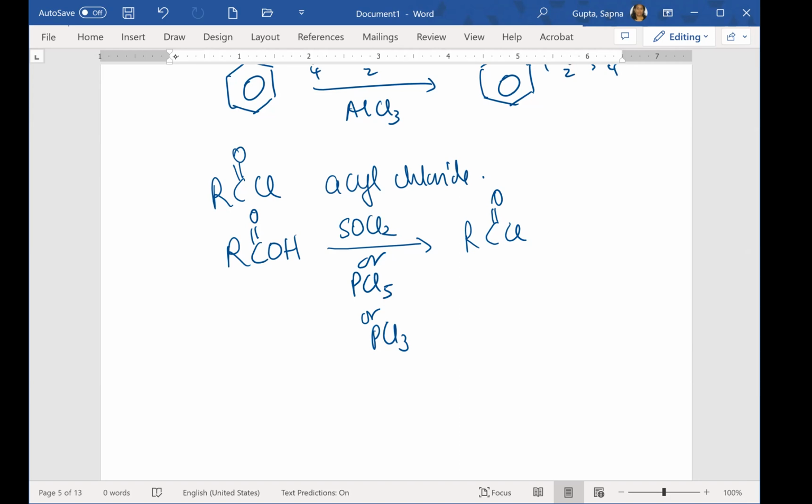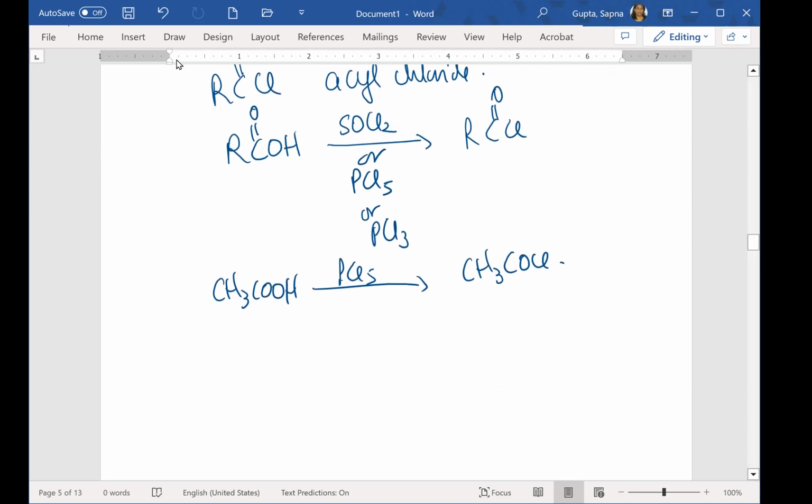You can make any acyl chloride from the corresponding carboxylic acid. It's a very common way of making acyl chlorides. For example, you can take acetic acid, treat that with PCl5, and then make CH3COCl. It's up to you how you want to write your oxygen, with the double bond or just in a line, but you have to be able to recognize it. That's for sure.